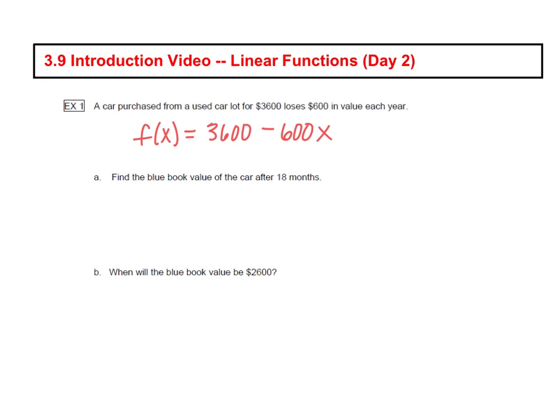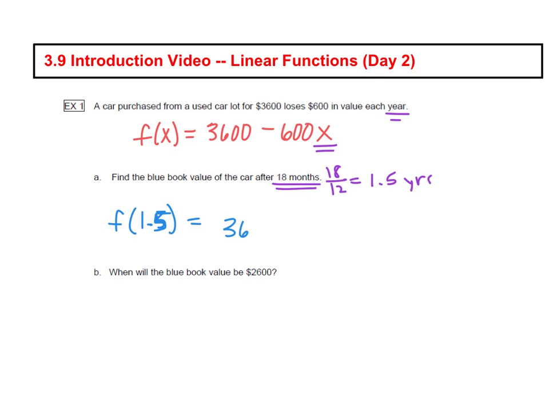The first question says, find the Blue Book value of the car after 18 months. Well, 18 months, how many years is that? So anytime you have to get months into years, you can just divide it by 12. 18 divided by 12 is 1.5. So we're talking 1.5 years, because our x value up here was in years. So we want to use the same unit. So all we have to do is find f of 1.5.